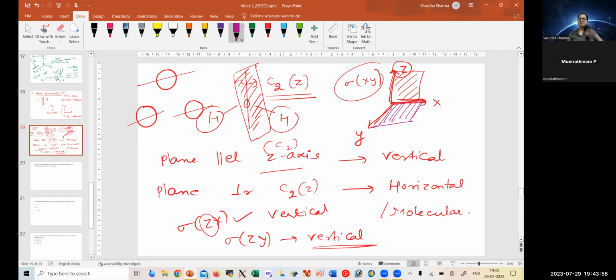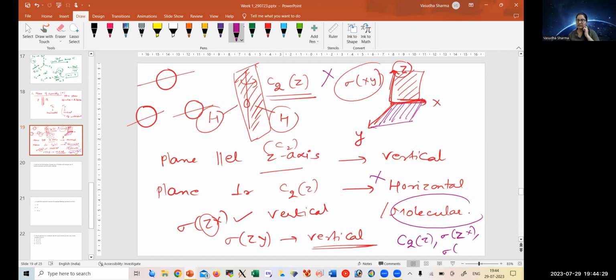Now, if I was having a molecule on the zx plane, that oxygen, water, H and H, even if I try to put it in this particular form, nothing is getting reflected down. So this sigma xy is not giving me any equivalent orientation. So sigma xy is not present. Therefore, no molecular or horizontal plane is present in your water molecule. So the only symmetry elements present are C2 along the z-axis, one plane zx, and the other plane zy. Is it clear?